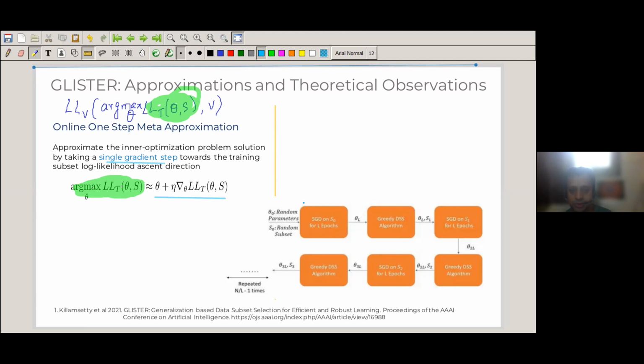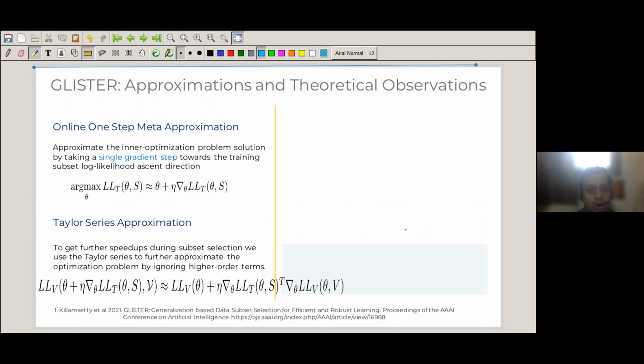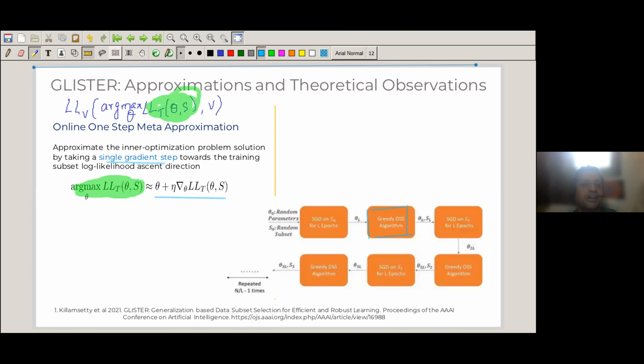Now this is what you do. If you go by this strategy, you start with some random parameters and then find a subset, and on that subset you do a gradient descent step. Now the question is, even with this, how do you do the subset selection? So we go one more step. During subset selection, we want to have speed up. So we say that this entire outer objective, which I had written down here, this itself I'm going to approximate using Taylor series.